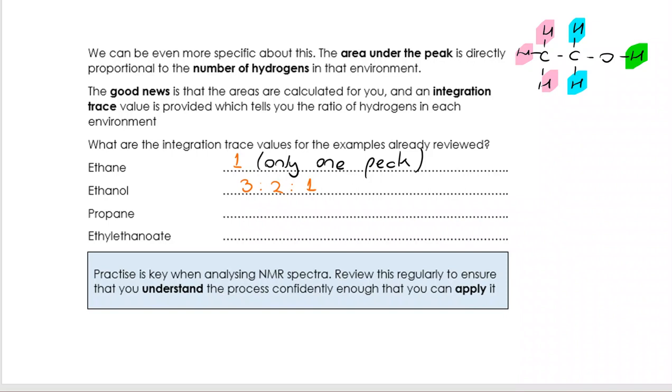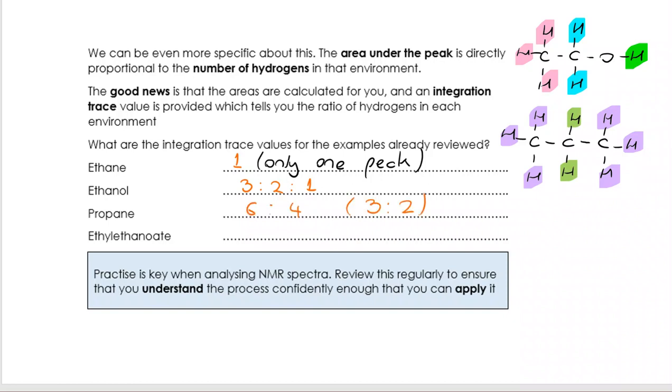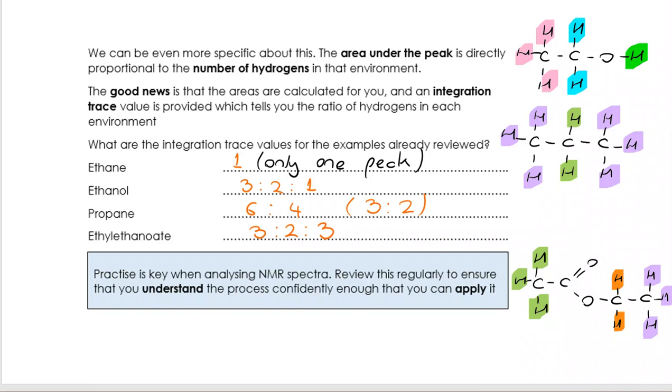Let's move on to propane, where we have got 2 different environments. We've got 6 in one environment, we've got 2 in another. And that means that we've got a 6 to 2 ratio, which we can simplify to a 3 to 1 ratio. And finally, we can take a look at ethyl ethanoate, where we've got 3 peaks, and the ratio, as you can see from the colour coding, is 3 to 2 to 3.